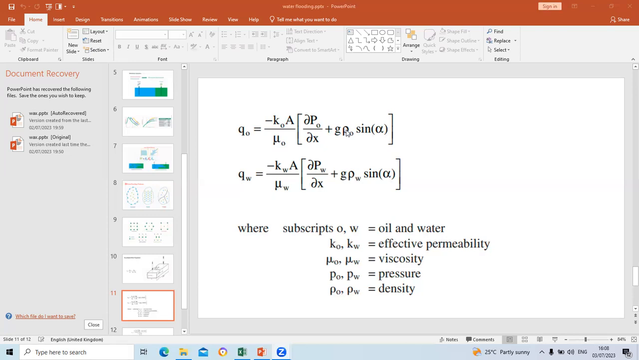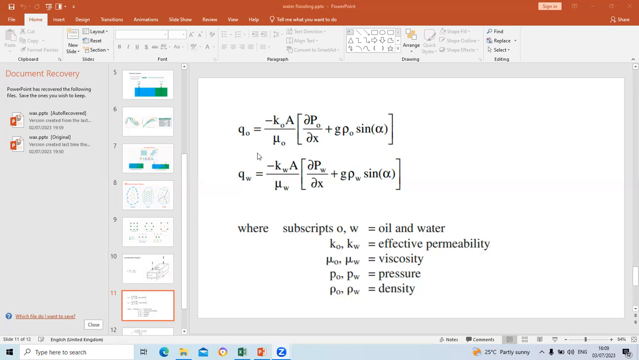I don't want to go into complicated mathematics. But what you have to understand is this component is coming in as a result of that inclined plane. So if the plane is horizontal, then the angle is 0. Sin 0 is 0. So all of these components disappear.